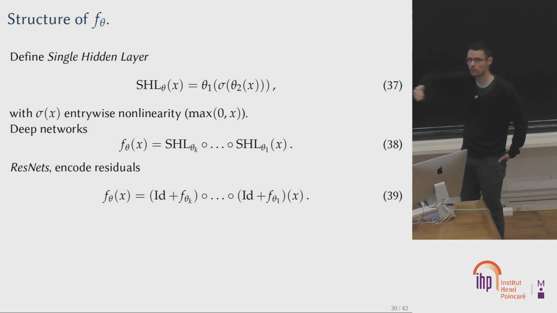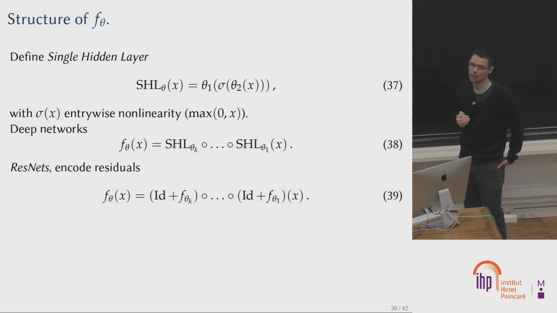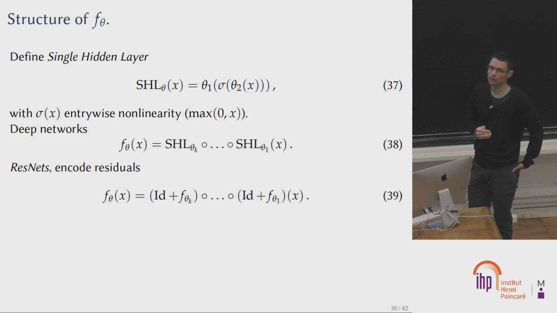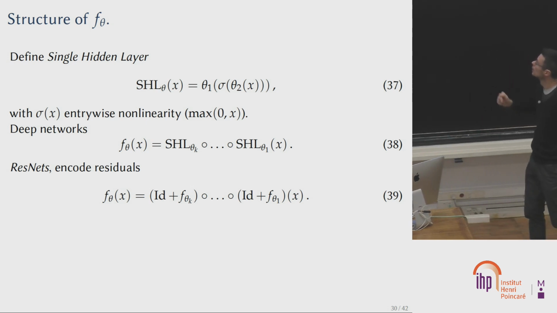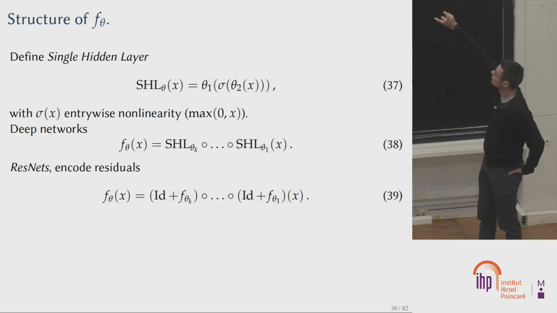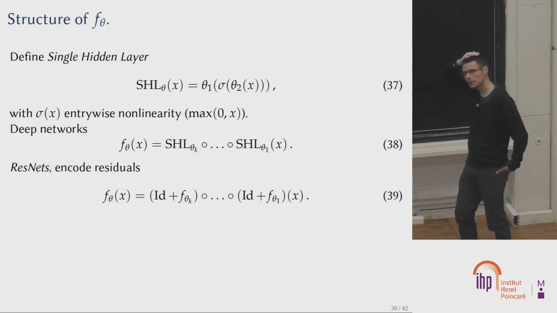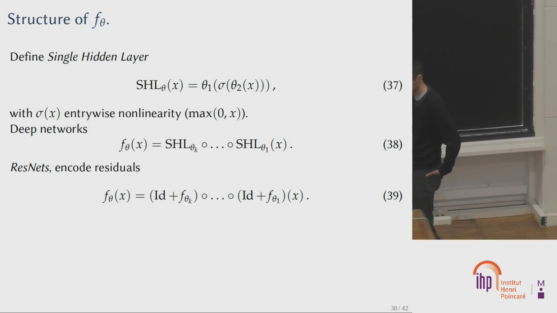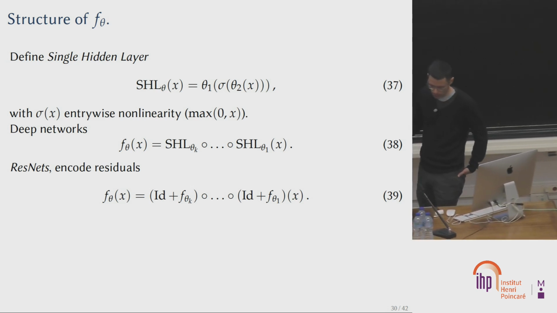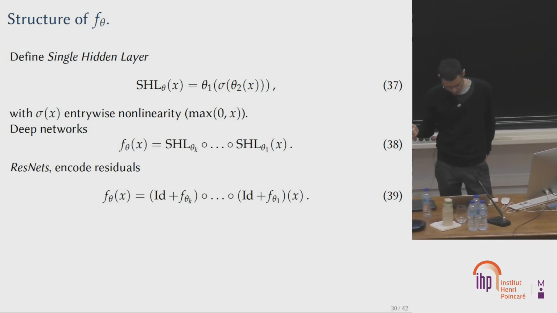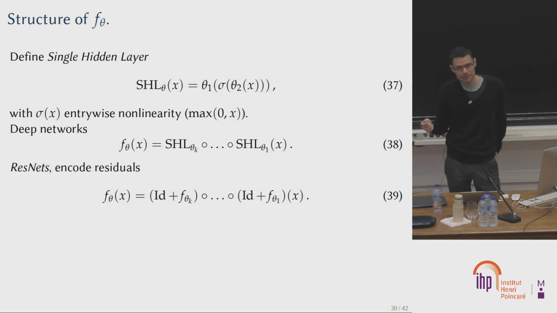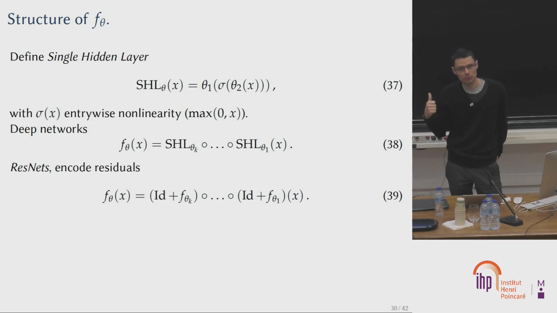A deep neural network is simply the composition of single hidden layers. The single hidden layer, for me, is the composition of two linear maps, theta 1, theta 2, and in between you have a nonlinearity, which is applied pointwise. And if you try to do it, even in the linear case, it's super hard to converge in practice.